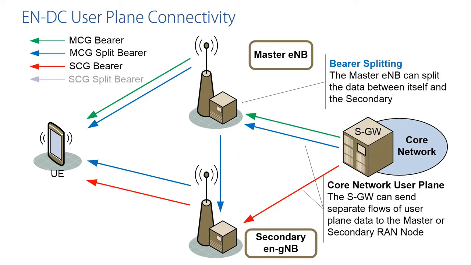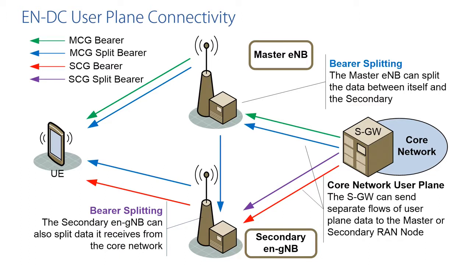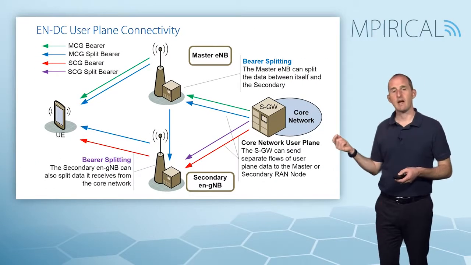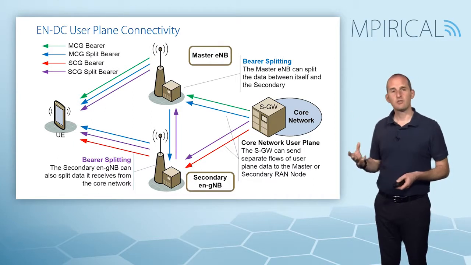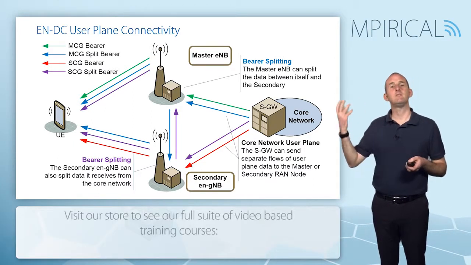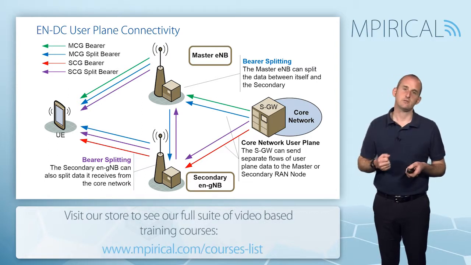And we can improve on that one more because we can also have SCG split bearers. And again, from the perspective of the RAN, the secondary EN-gNB is actually splitting the bearer. So some of the traffic is going down to the device and some of the traffic is being split back to the master eNodeB, again for transmission to the device.